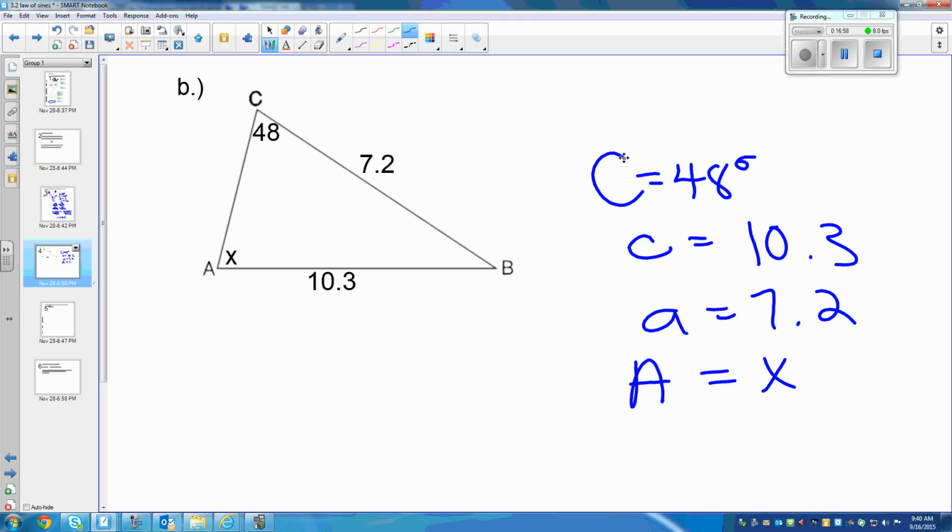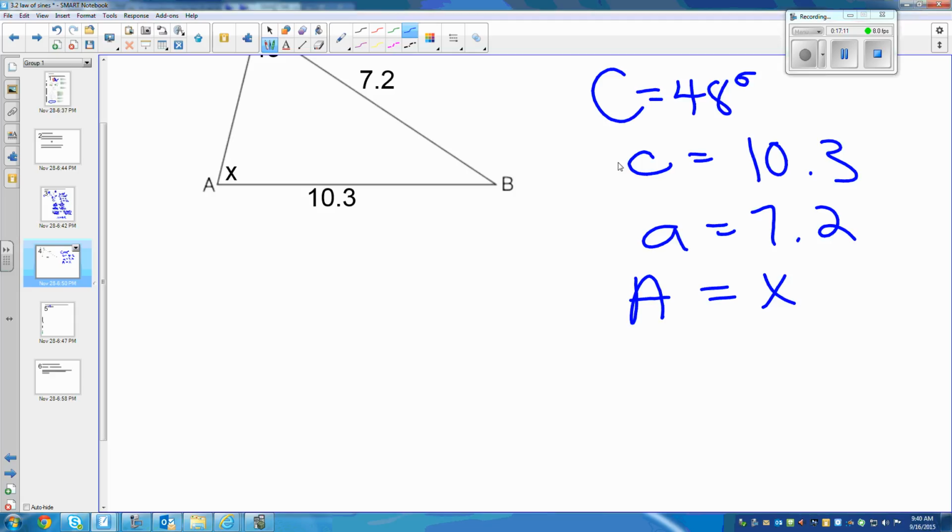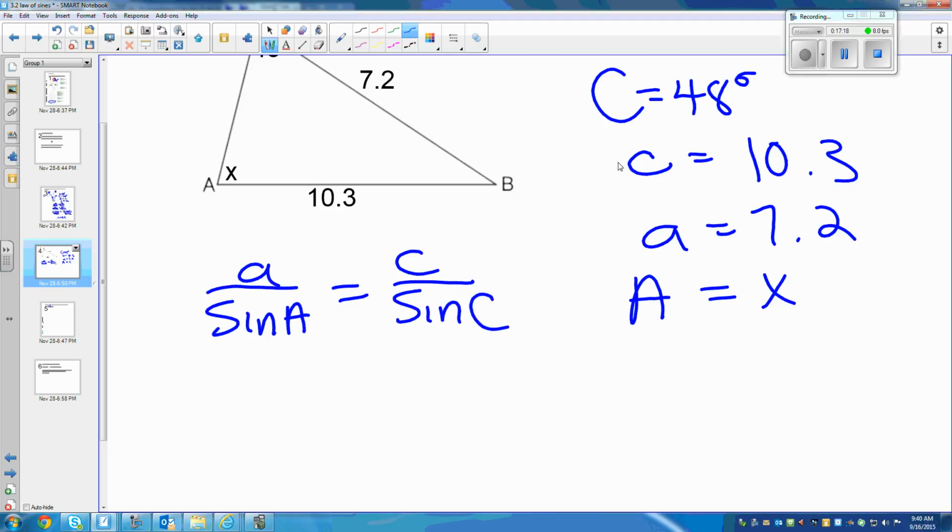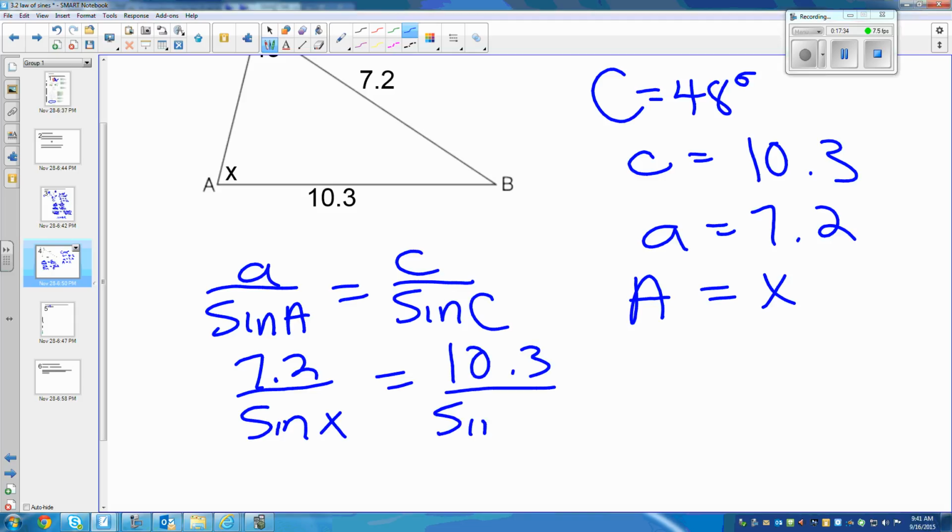So now we're solving for an angle measure. So slightly different, but we're still using the sine law. So we take both A's and C's out of that sine law and write them down. So I'm going to write A over sine A equals C over sine C. And then I'm going to fill out my thing. Okay? So just from what I was given, what I'm asked to find. So 7.2 over the sine of x is equal to 10.3 over the sine of 48. Okay.